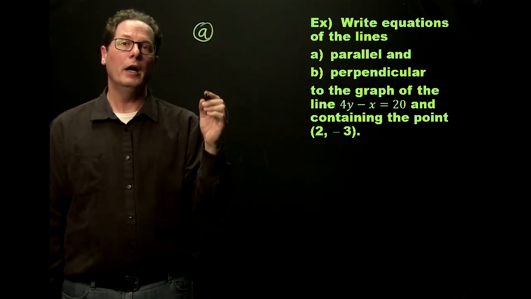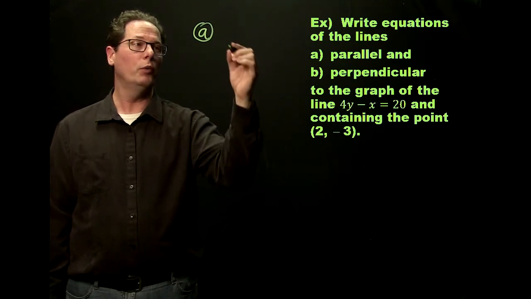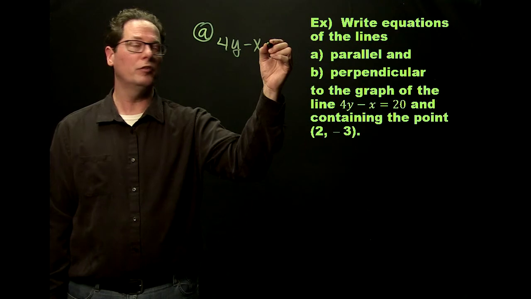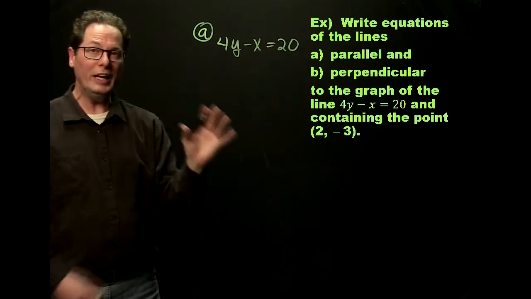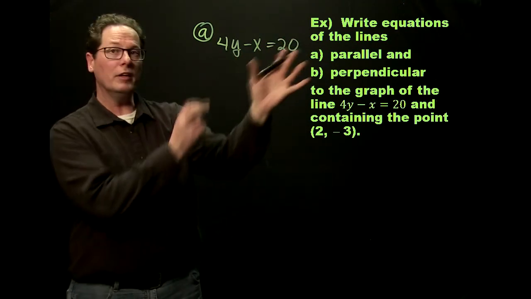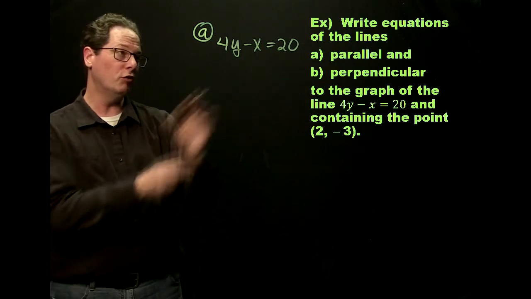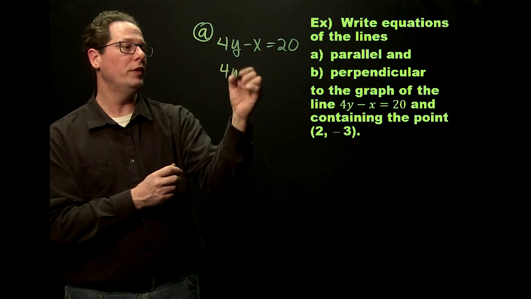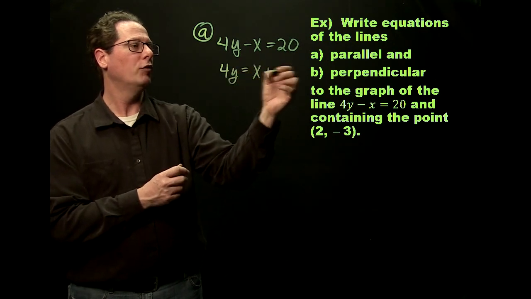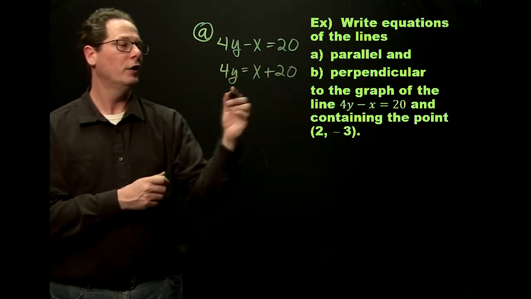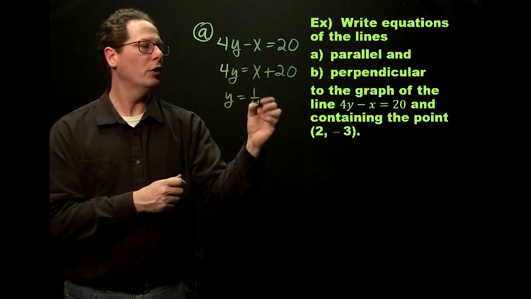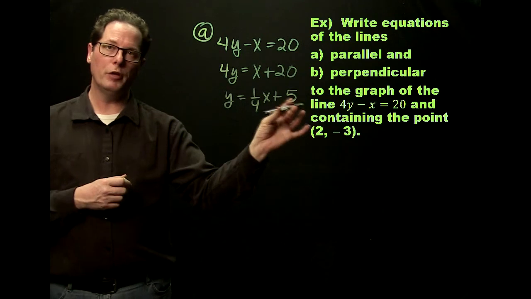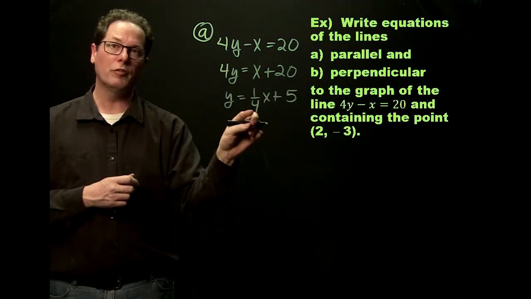For the parallel, we need to know the slope that we're working with. So we need to start with our function 4y minus x equals 20. We need to find the slope of this line. So we've got to get it in the right form. Let's move the x to the other side, and so we get x plus 20, divide everything by 4, and we found our slope. Our slope is 1/4. Now we don't need the y-intercept in this case. What we need is that slope right there.